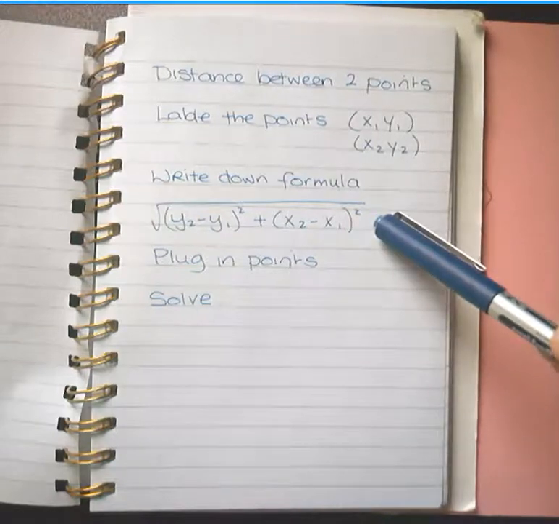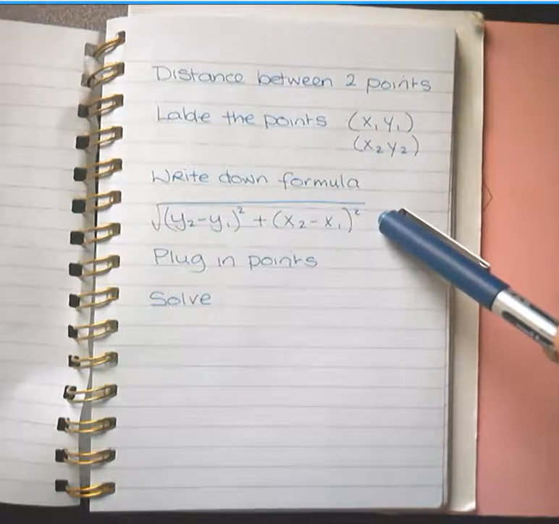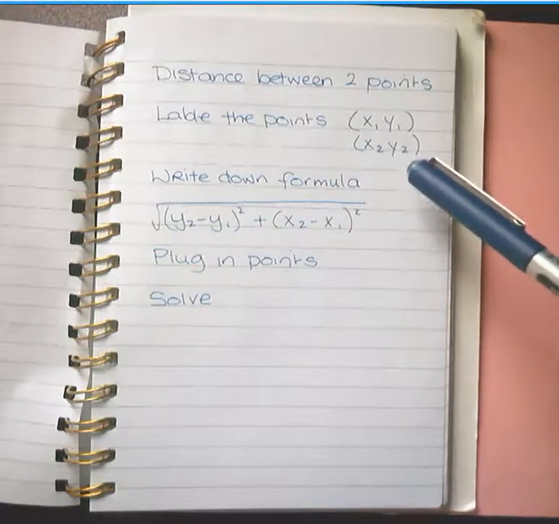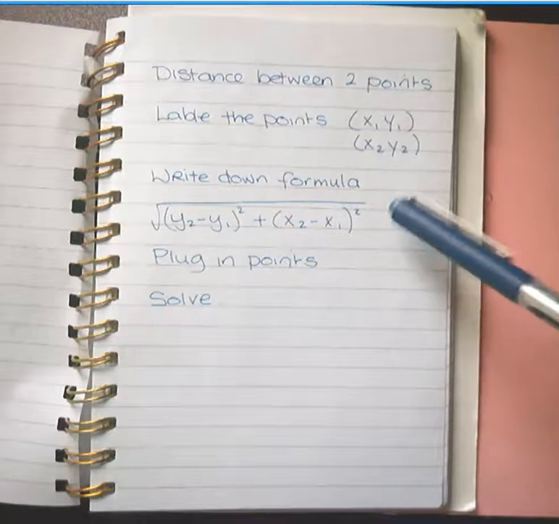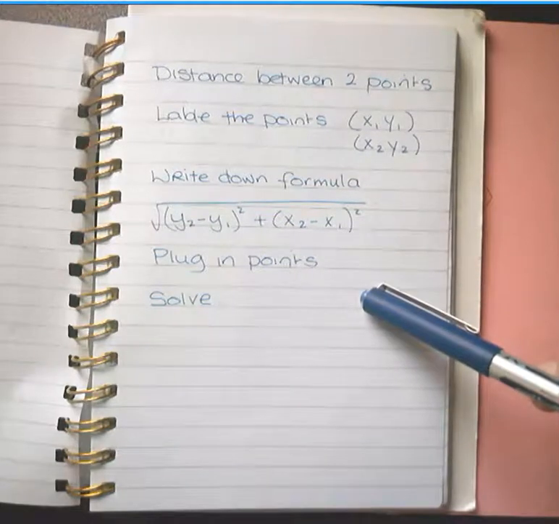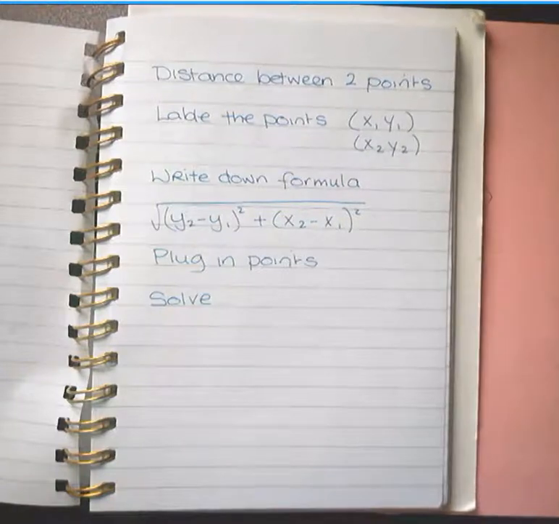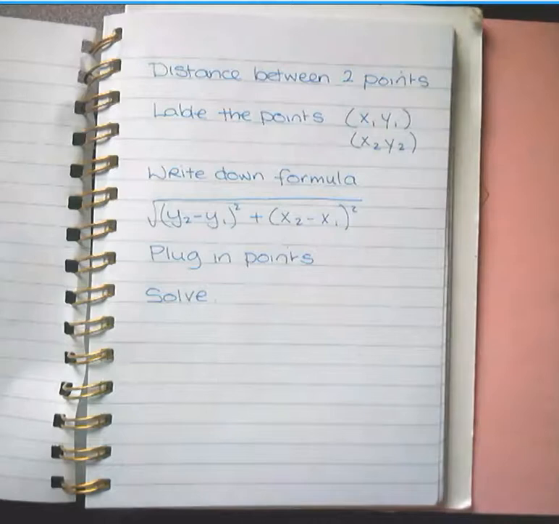Your formula you find in the log tables, and it is a square root sign with y2 minus y1 in brackets to be squared, plus x2 minus x1 in brackets to be squared. So after you've labelled your points, plug the points into your formula and then solve. Okay, but don't just plug them in and solve in the one step, because if you do something wrong, you will lose marks. Alright, so I'm just going to jump to the book so you can see examples.